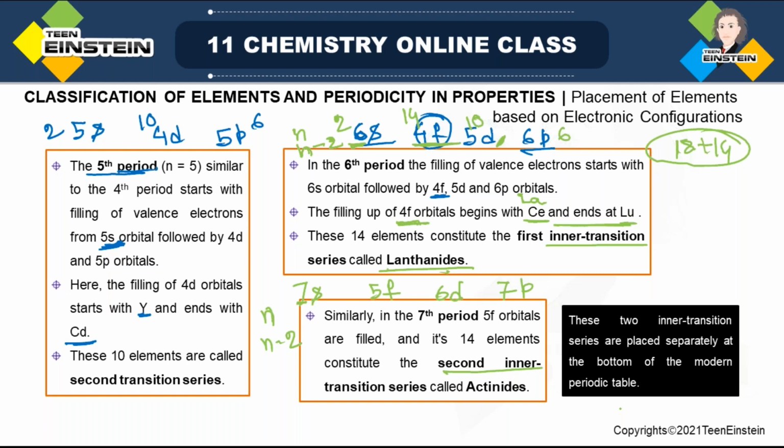Now if you want to know why it is so, because if you place it after the s block, then the periodic table will be very wide, and it is difficult for day-to-day life to handle that type of periodic table. So just for the sake of convenience, so that we can handle it easily in day-to-day life, we have placed them at the bottom of the periodic table. Okay.